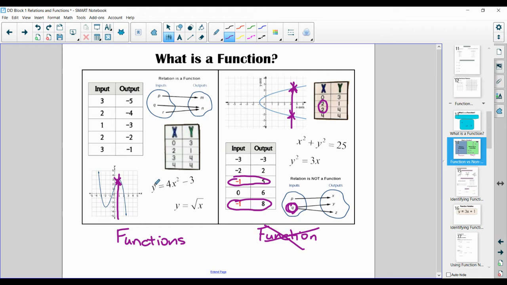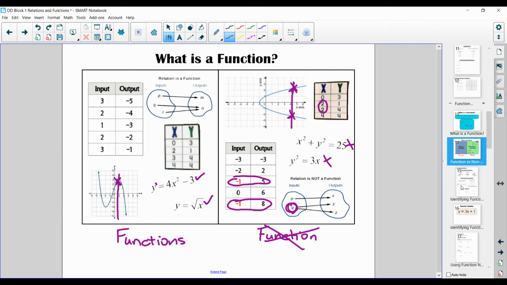Now, if we look at equations, when we're looking at an equation, what we don't want to see is a y squared. So we just want to see a y with an exponent of 1. And so y here, y to the 1 is 4x squared minus 3. That is a function. Y equals root x. That is a function. Versus the other side here, we've got a y squared, not a function. And y squared equals 3x, not a function.